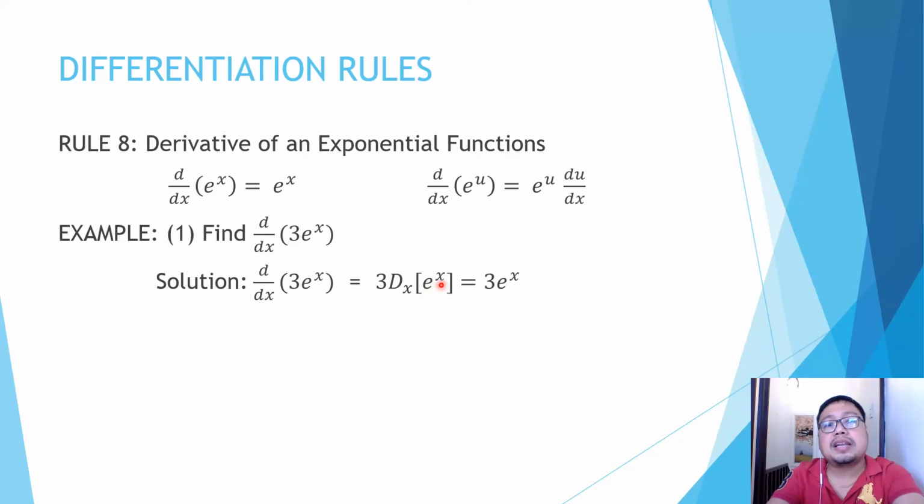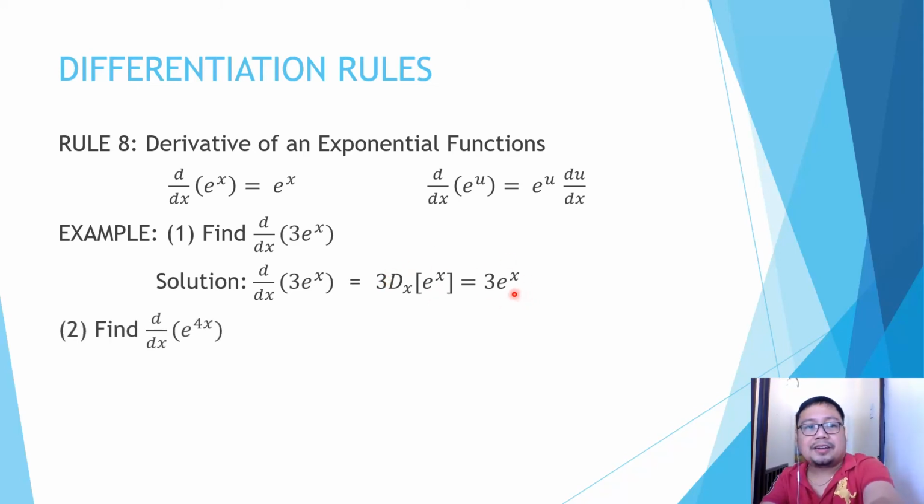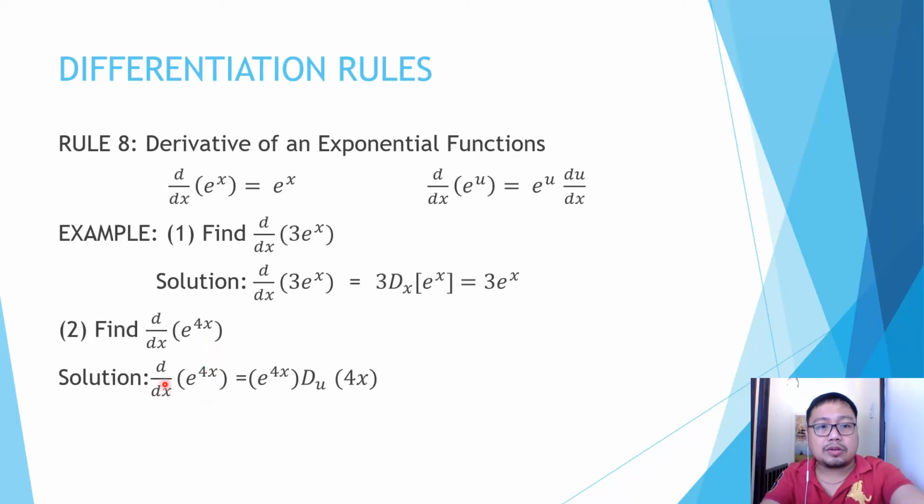And what is the derivative of e to the x? The derivative of e to the x is simply e to the x. So the final answer is 3e to the x. Number 2, find the derivative of e to the 4x. The derivative of e to the 4x is equal to e to the 4x times the derivative of u. What is our u? This is our u, 4x.